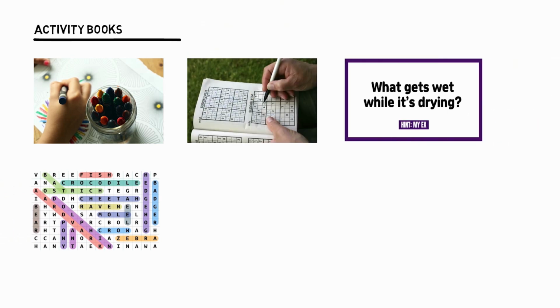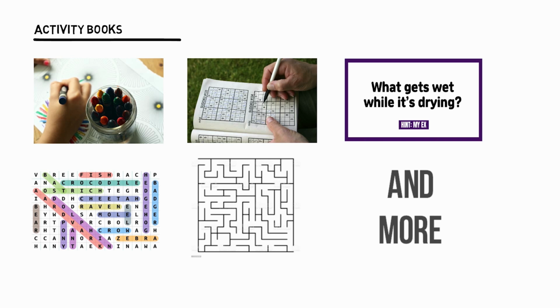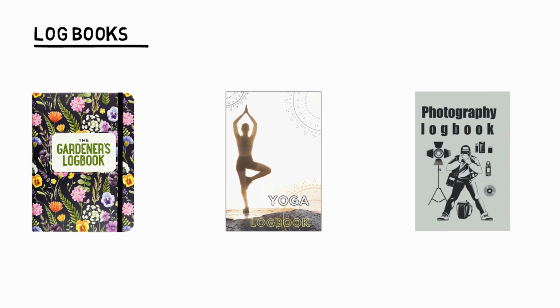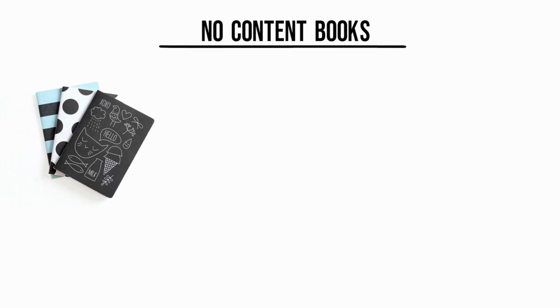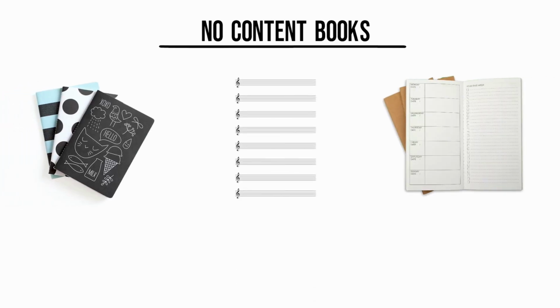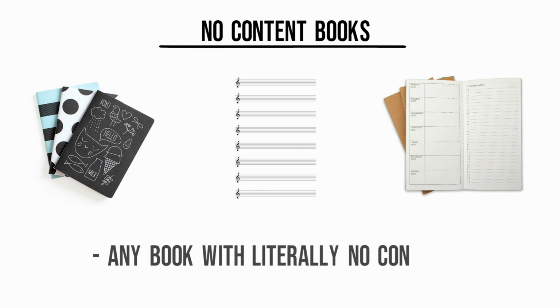First, we have the activity books, like coloring books, word games, Sudoku puzzles, riddles, and maze-solving books. Then, we have the log books, and here are some examples of them: gardening log books, yoga class log books, photography session log books, and much more. And don't worry, I'll be fully explaining this in a few minutes. And the third genre is the no-content books, like notebooks, music sheets, calendars, and basically any book with literally no content.